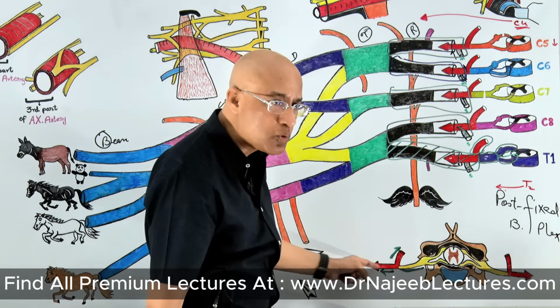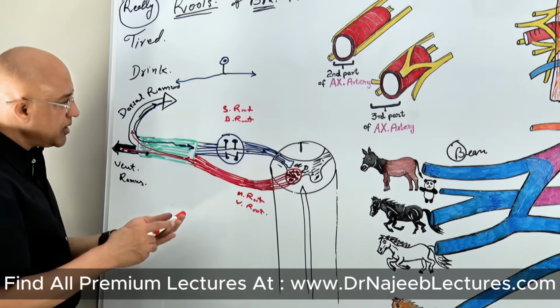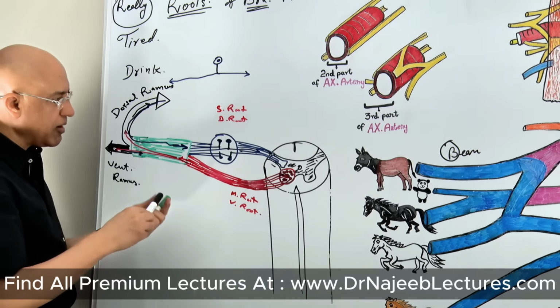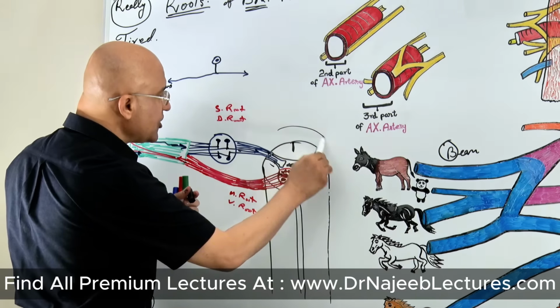A little more interesting detail. Let's come here. Look at these roots. This was ventral root. This was dorsal root. Here, okay, I'll make it black. These are meninges around it.